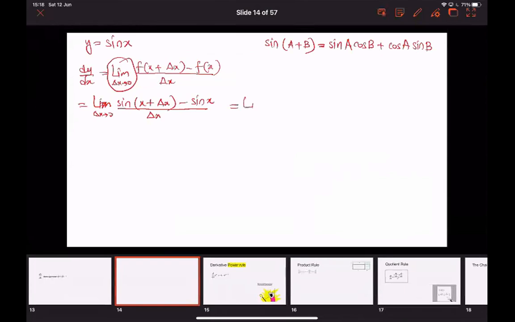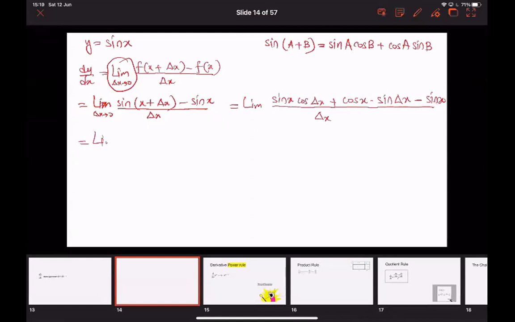So the limit: sine x and cos delta x. The delta x is the second angle, by the way, and plus cos x times sine delta x. Okay, so this is how we expand sine of (x plus delta x), and of course we have minus sine x. This sine x actually is the same as this one. This sine x and this sine x are the same thing, and we are going to divide by delta x right now.